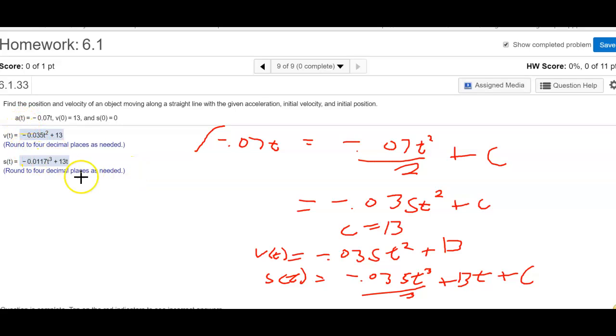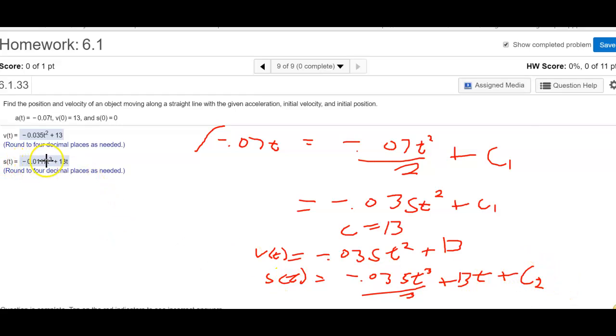Well, now to get to our s(t), our position, we're going to integrate again: negative 0.035t cubed over 3, which turns out to be this number, negative 0.0117, plus 13t plus C again, or maybe you want to be a little more careful because these are not the same. You could call these C1 and C2. It really doesn't make any difference on this problem. But in this case, the initial position is 0, which means that s when t is 0 is 0. So if you put 0 in for t here, both of these go to 0. And you're just left with C2 equals 0. So C2 just goes away.